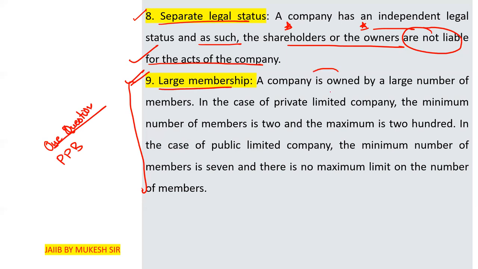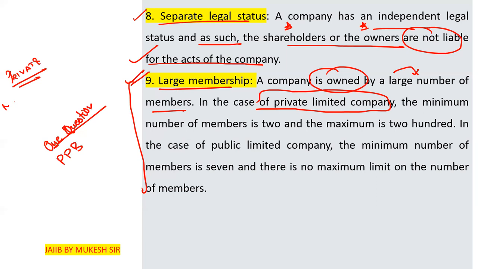A company is owned by a large number of members. In the case of a private limited company, the minimum number of members is 2 and the maximum is 200.